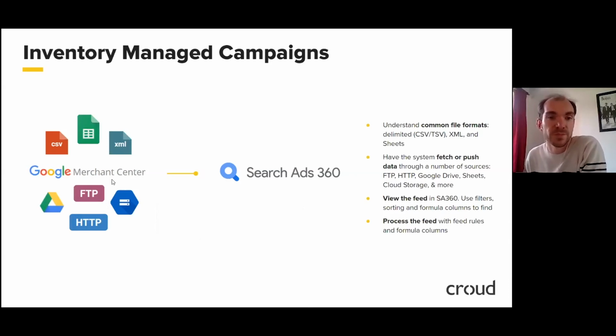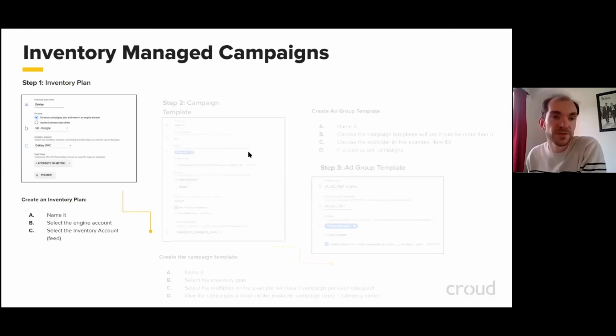So usually you will start by having your feed source. If you have a retail activity, it will most likely be your Google Merchant Center, or if you have a non-retail activity, it could be any file possible, so long as it's segmented and presented in the right way. It will be something that you can look into in SA360. So the first step is to create the inventory plan. You create, for example, the name, which engine you want to run it on, and what the inventory account is, so which feed you're working from.